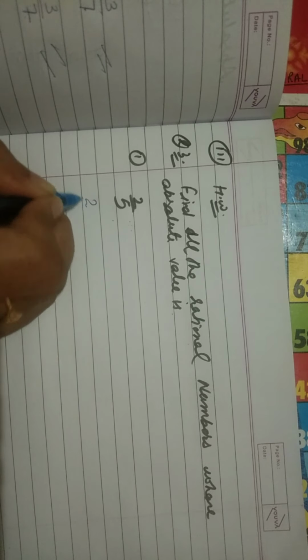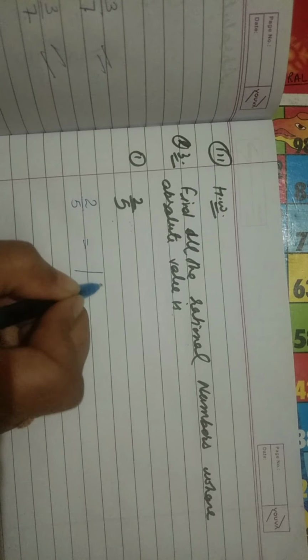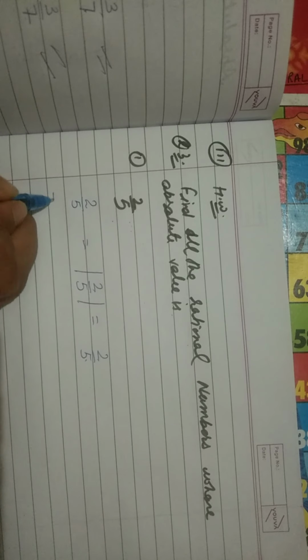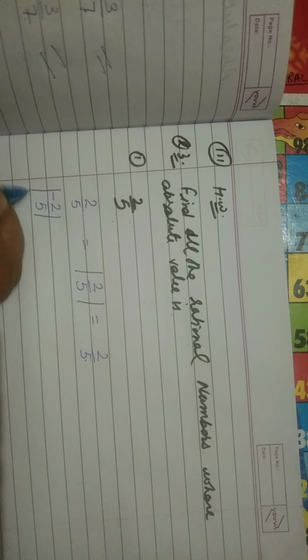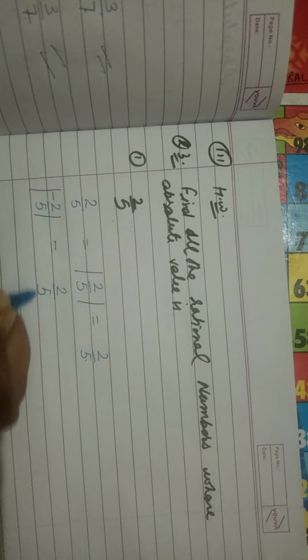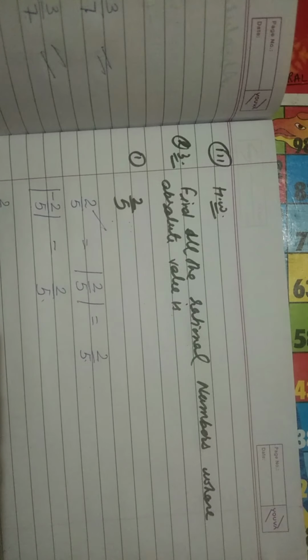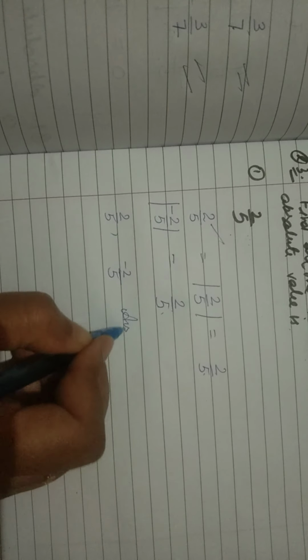तो फर्स्ट रेशनल नंबर तो आ जाएगा 2 upon 5. अगर हम इसकी एब्सोल्यूट वैल्यू फाइंड आउट करेंगे, सो इट विल बी इक्वल टू 2 upon 5. नाउ सेकेंड विल बी minus 2 upon 5. Its absolute value will also be 2 upon 5. So either 2 upon 5 or minus 2 upon 5. These are your two answers. ठीक है. So these are the two answers.